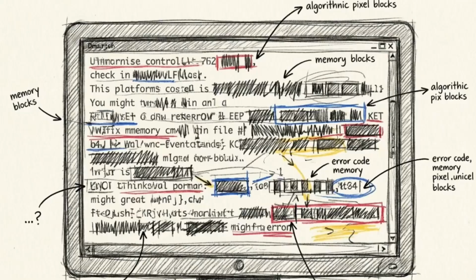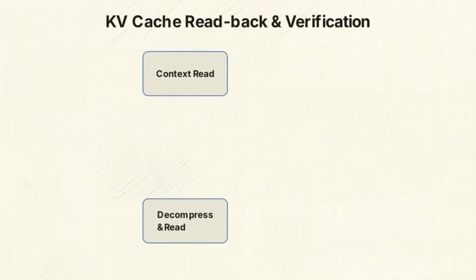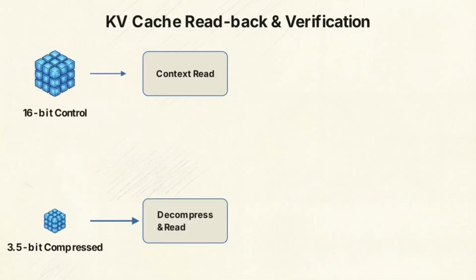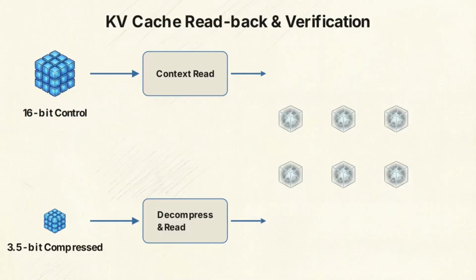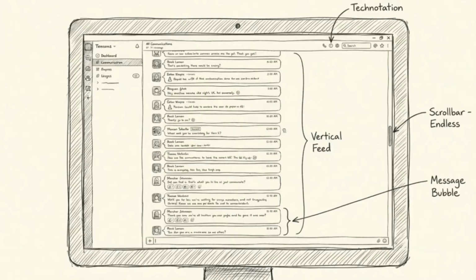Dropping nearly 80% of the data precision presents an obvious engineering concern. It should destroy the AI's contextual understanding. The solution to this precision loss is found in the readback phase of the TurboQuant architecture. As illustrated here, when the model needs to recall earlier messages, it reads the highly compressed 3.5-bit data alongside a standard 16-bit control stream. The resulting output stream from the 3.5-bit data is near identical to the original 16-bit baseline. This proves the model retains full conversational awareness despite the massive reduction in data.